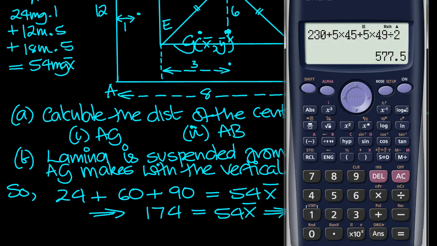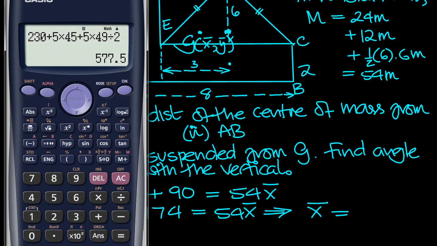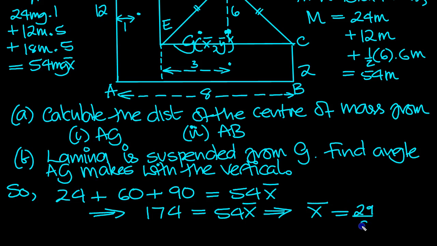Let's just tap that in the calculator. 174 divided by 54 is 29 over 9. Okay, so that's that distance there. X bar is 29 over 9, which is 3 and 2 ninths, if we want to write it as a proper fraction. So 3 and 2 ninths is the distance from AG.